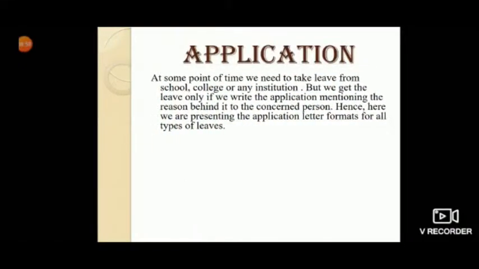Next, we will discuss application. What is an application? To whom do we have to write an application? What kinds of application are there? An application is also a kind of formal letter. At some point of time, we need to take leave from school, college, or any other institution, but we get the leave only if we write the application mentioning the reason behind it to the concerned person.